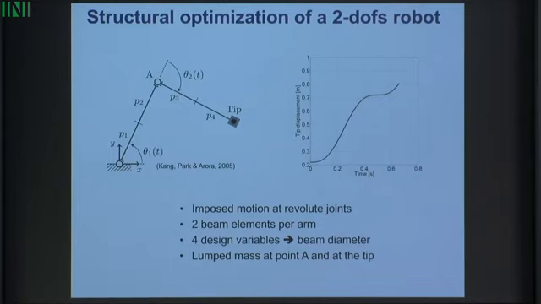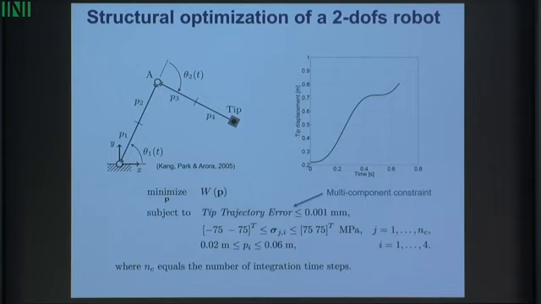In this case, it's a bit of an academic example, but we have a two-link manipulator, and what we want to optimize are some parameters of the beams. We have 4 beams here, and we want to optimize the design, the section of these beams. The problem is formulated as a weight minimization. So we want to minimize the weight of the machine, with a constraint on the trajectory error, and on the stresses in the system at every time, and in a certain range of the variable.